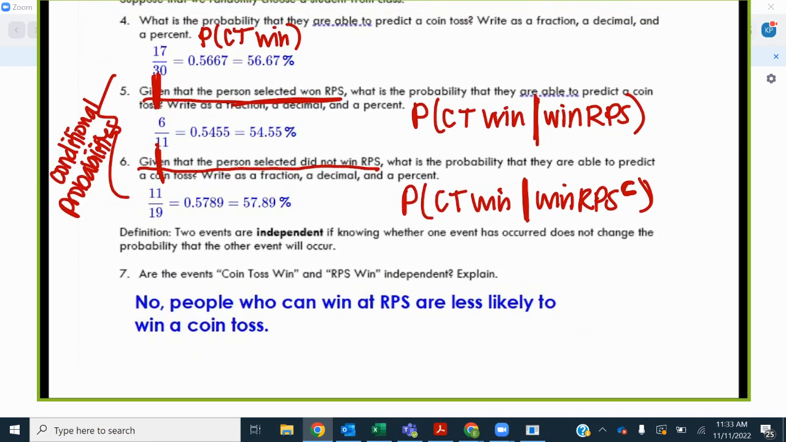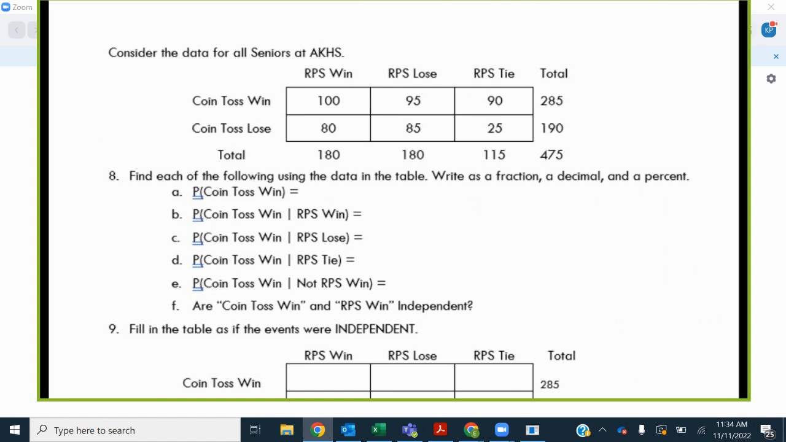And number 7, are the events independent? We'll talk more about that in a minute, but right now it does appear that winning rock, paper, scissors or not winning it did affect the percent of time people won the coin toss. The answers were slightly different from each other. And so we think that maybe they're not independent, but we will talk more about that in a few minutes.